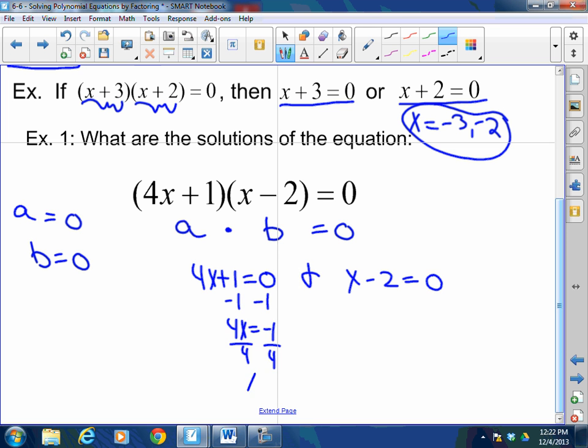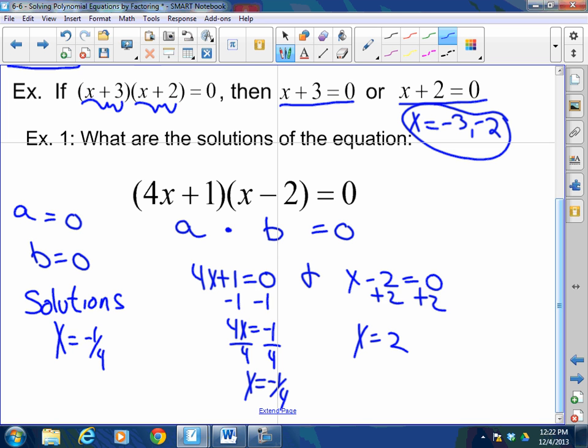I know you know what you're doing. That's why I'm not really discussing what I'm doing here. And then I add 2. So x also equals 2. So in the end, my solutions here are x equals -1/4, comma 2.